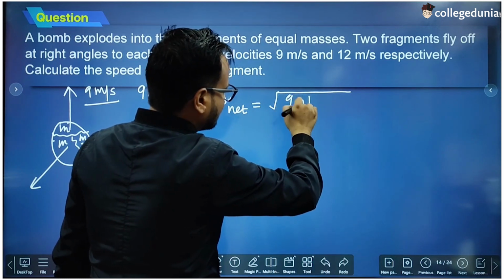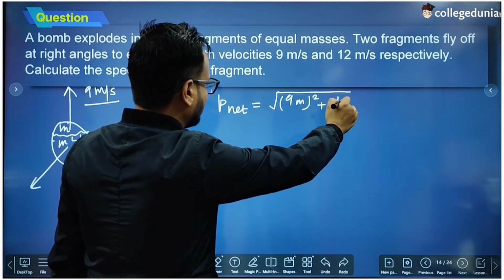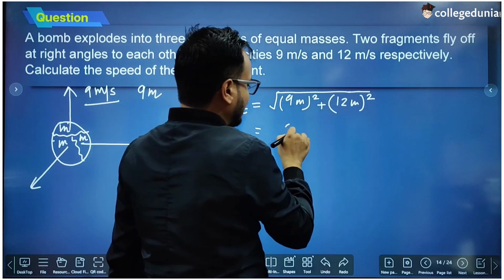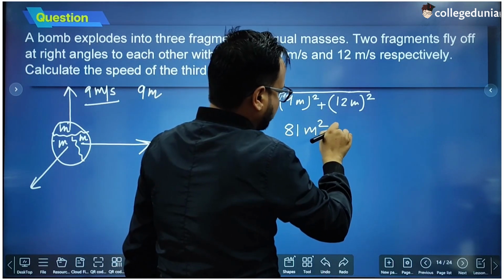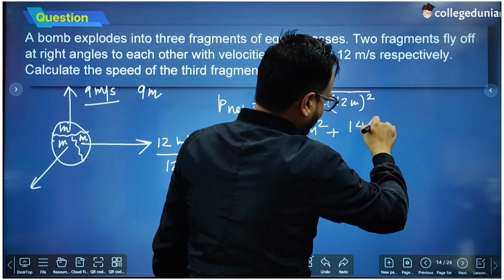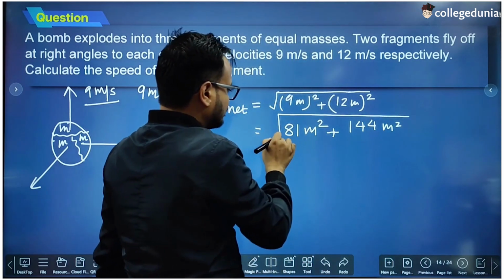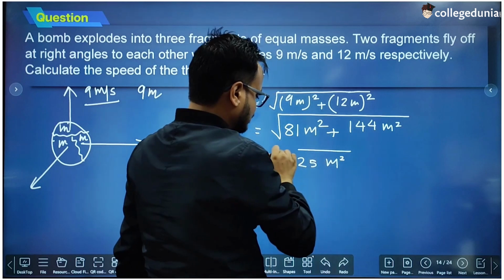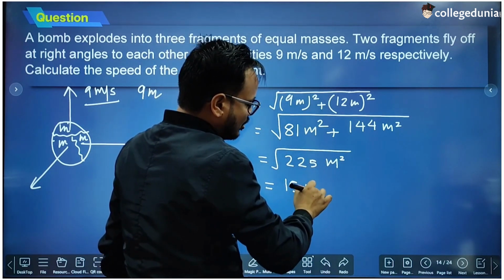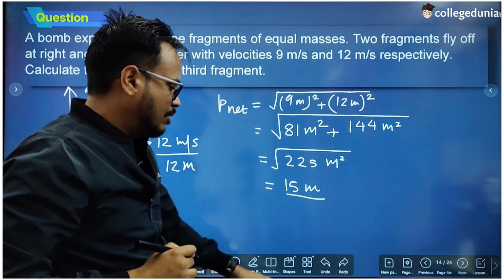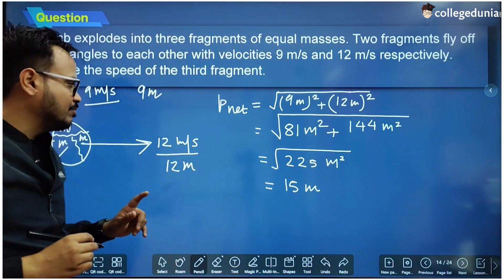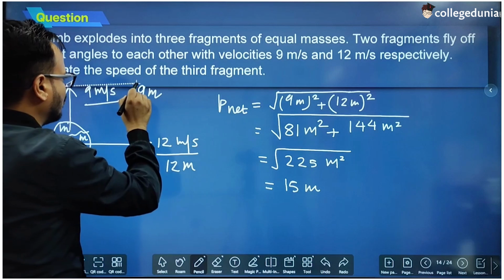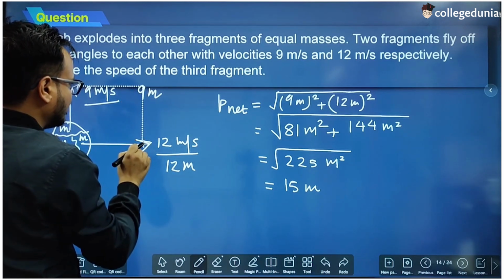this plus this. It is 81m square plus 144m square. So the resultant of the momenta of these two particles is 15m, and in this direction, according to the parallelogram law, the resultant is in this direction.